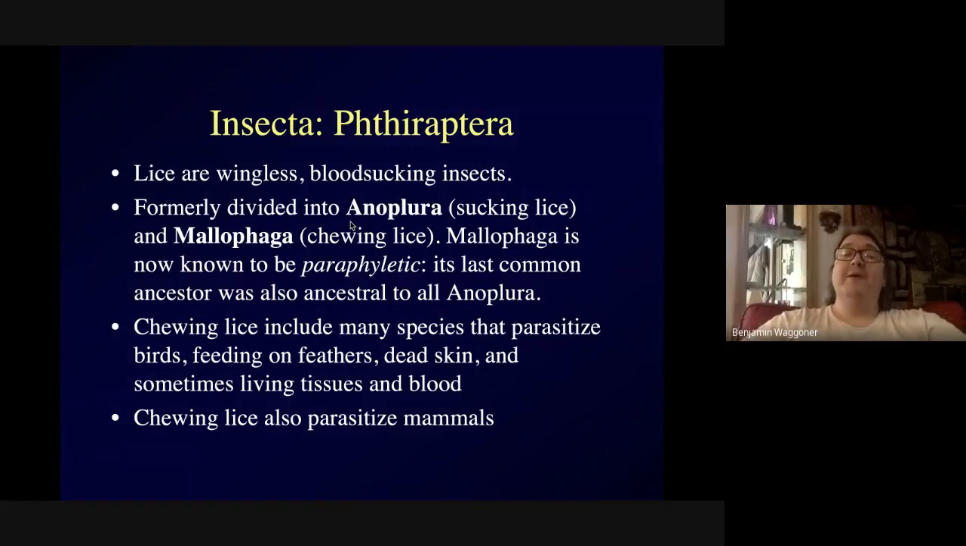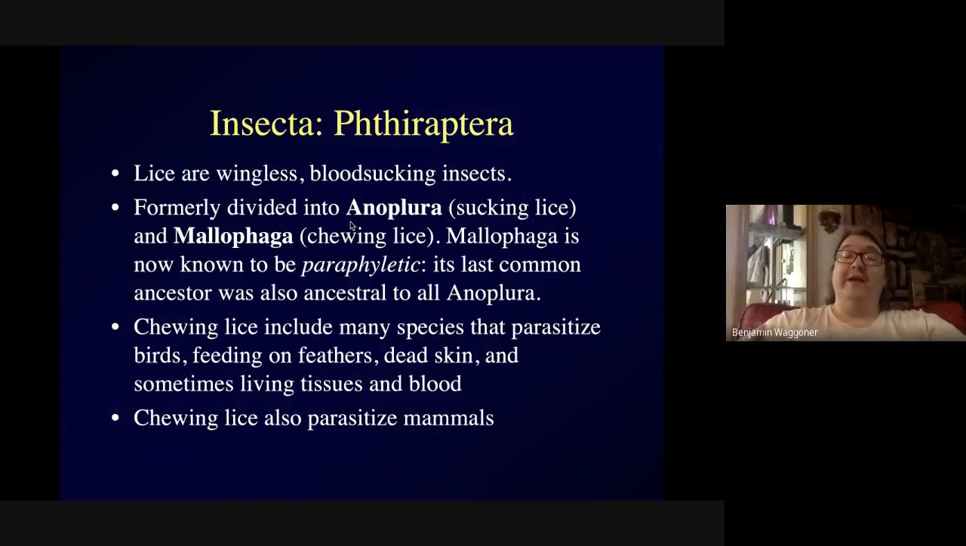Anoplura, I think, only parasitize mammals. We're the only taxon that gets sucking lice. Mallophaga mostly parasitize birds, but there are a few members that do parasitize mammals. The cat louse, Felicola, is a chewing louse, and so is one of the species of lice that domestic dogs can get. The other two are sucking lice.